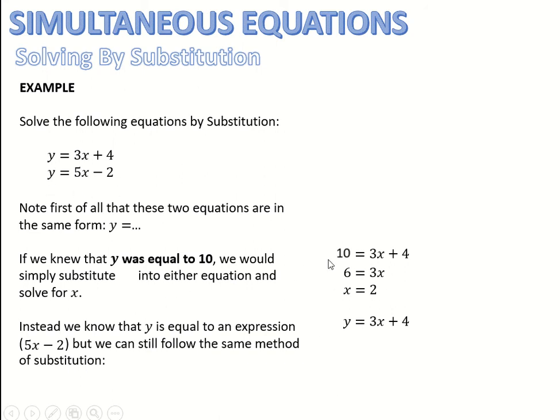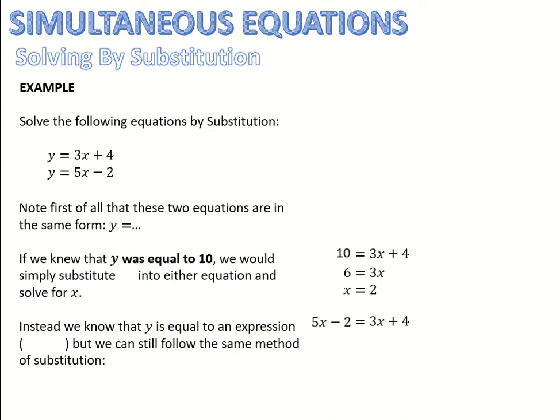So much in the same way that I did the previous one, took out my y, put in the 10 instead. Here I'm going to take out the y, and I'm going to put the 5x minus 2 instead. And now I've just got an equation that again has only got one letter, so I can solve it, and there'll only be one solution. But I've just got to remember how I solve equations.